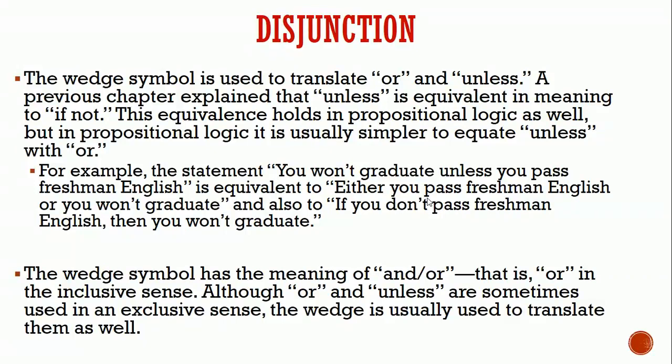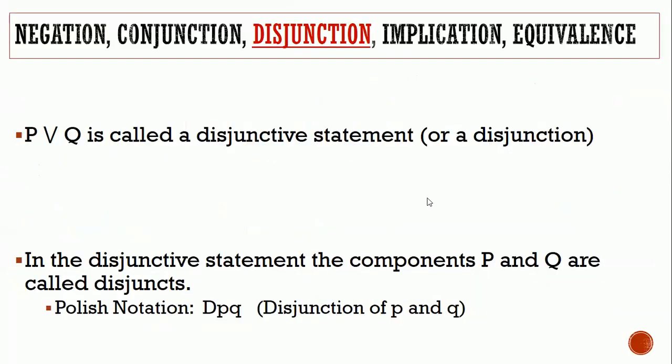So the wedge symbol has the meaning of and/or, that is, or in the inclusive sense. Although or and unless are sometimes used in the exclusive sense, the wedge is usually used to translate them as well. All right. P or Q, P wedge Q is called a disjunctive statement or disjunction. In the disjunctive statement, the components P and Q are called disjuncts. Polish notation, capital D, lowercase p, lowercase q, the disjunction of P and Q.